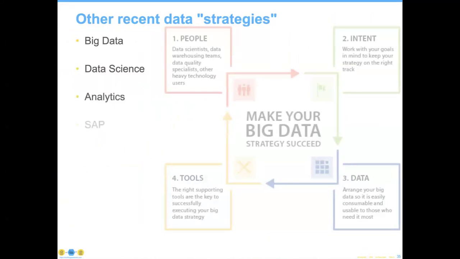Over the years, I've had these and other things be proposed as strategies.